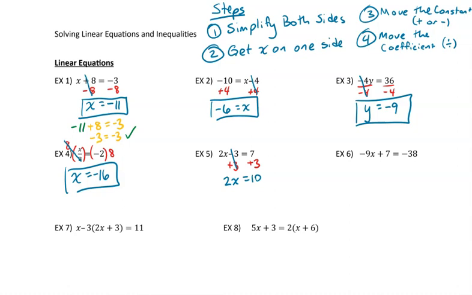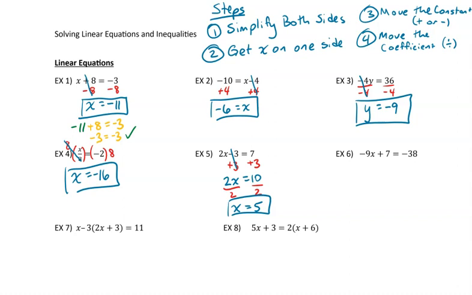We just have something multiplied by x equals a number. So that's where step 4 comes in. We move the coefficient, so the number with x, and we do that by dividing by that number. So if we have 2x, we just want to divide both sides by 2. We get x equals 5.